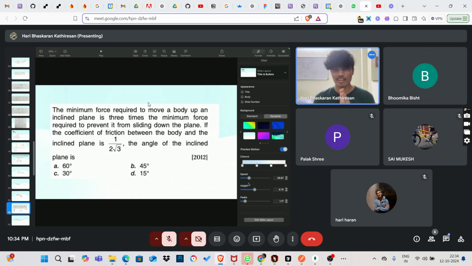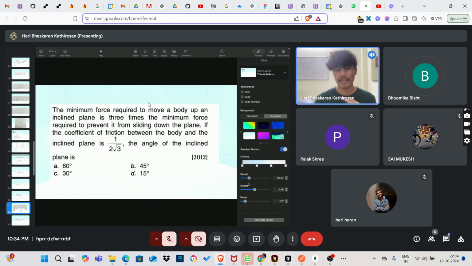Upwards. Why do you think it's upwards? Because friction opposes the direction of net force, right? If you're moving the body upwards, then how would the direction of friction be? It'll be the opposite, right? So the direction of friction will be downwards. You get it? So you know the direction of acceleration. You know the direction of friction.